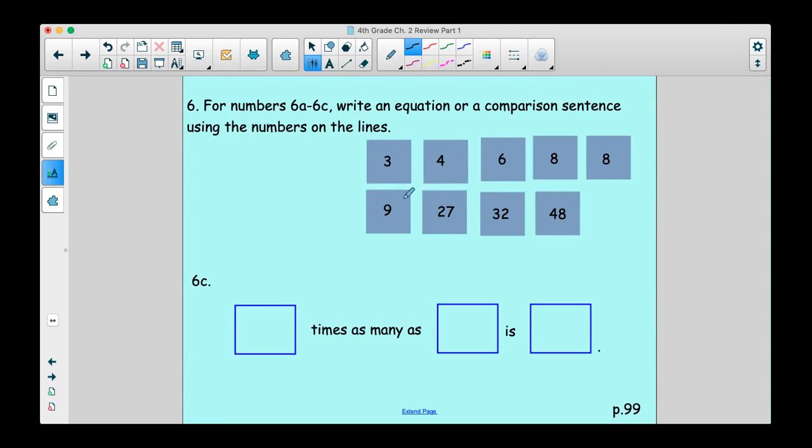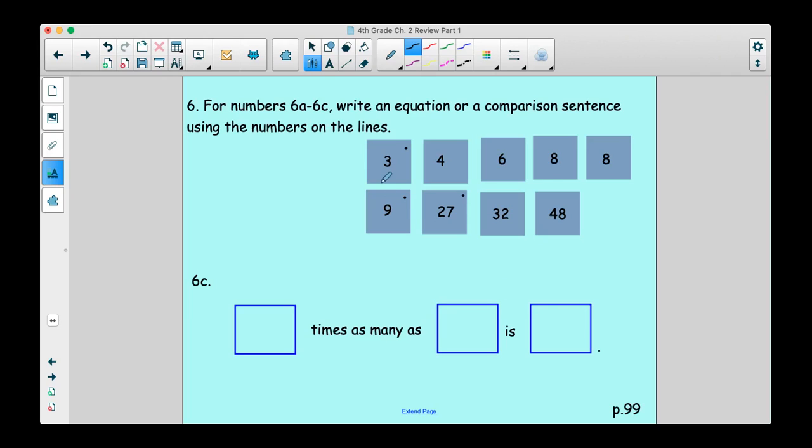So I think these 3 were the only ones that were left. 3, 9, and 27. So for numbers, oh, I'm sorry, we don't need to read those directions again. It's the exact same thing. So 6C starts right here. Blank times as many as blank is blank. Okay, so what would you write here?